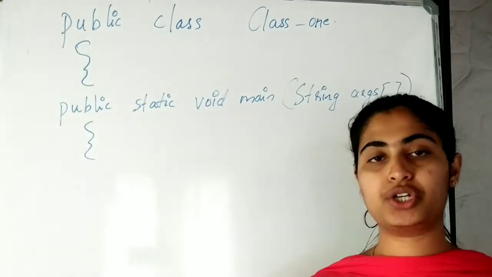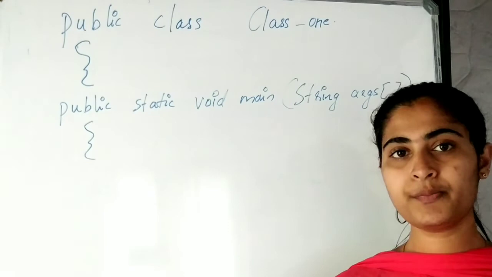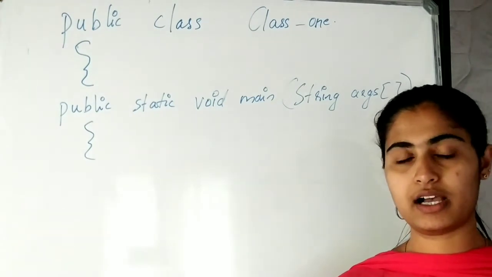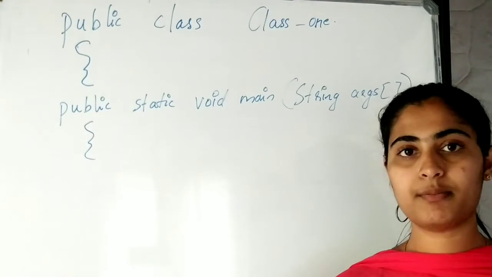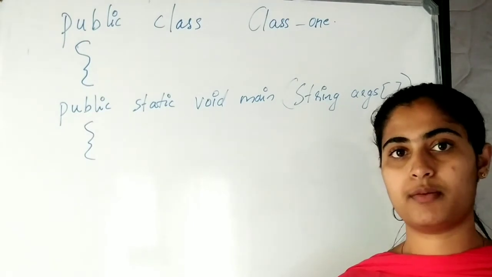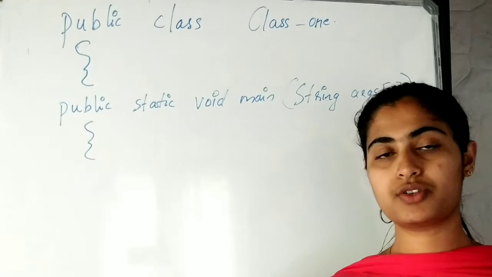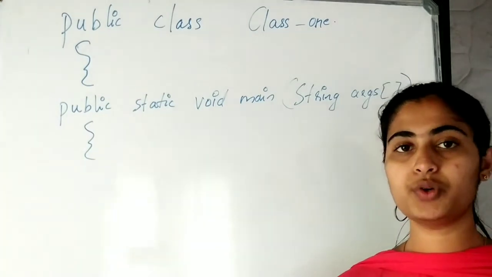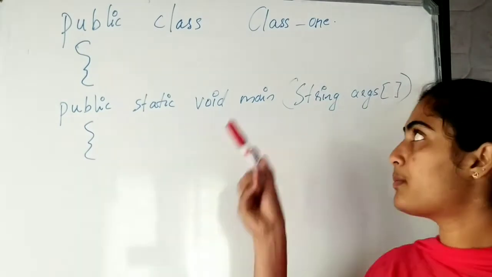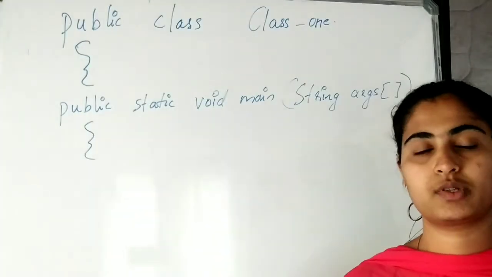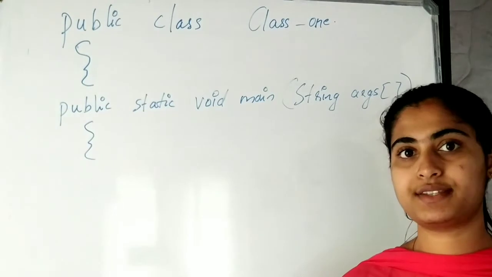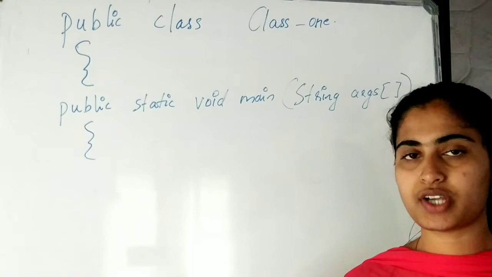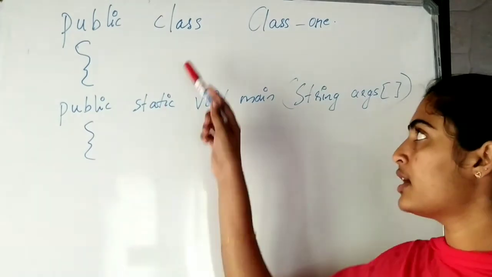Then a new window will appear, and over that new window there is a button given for creating a class, called new class. By clicking on that button, a dialog box will appear, and in the dialog box you have to enter the name of your class. Whatever name you enter over there will appear over here. This is how you created a class in a Java program, and your Java program first starts with a class.